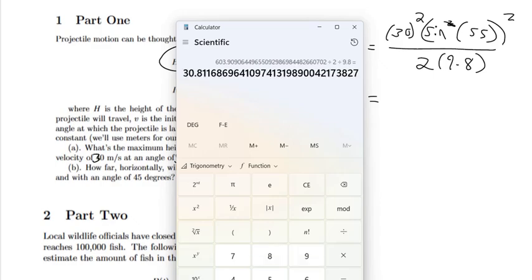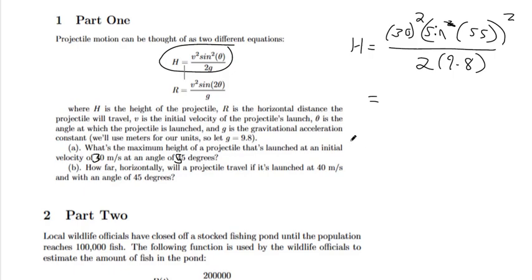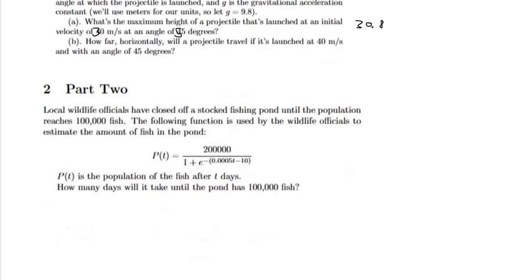So for mine, this thing is only going to go 30.8 meters, because we're in meters with our units. 30.8 meters. And then how far horizontally, I'll leave that for you. It's just the same thing. You're just plugging in 40 for V and 45 for theta into the bottom formula, because R, it says, is the horizontal distance.